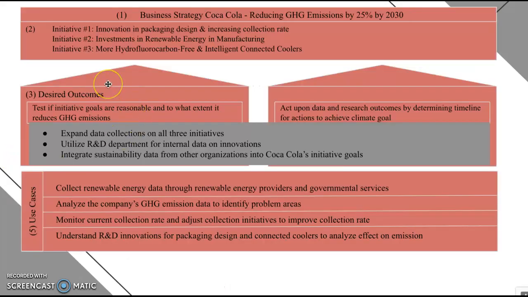And then going to our business strategy. So this matrix shows our plan and our goals. So our overall strategy is to reduce greenhouse gas emissions by 25% by 2030. And then the initiatives, innovation in packaging design and increasing collection rate, investments in renewable energy and manufacturing, more hydrofluorocarbon-free and intelligent connected coolers. And then our desired outcomes are here, and then use cases are here.